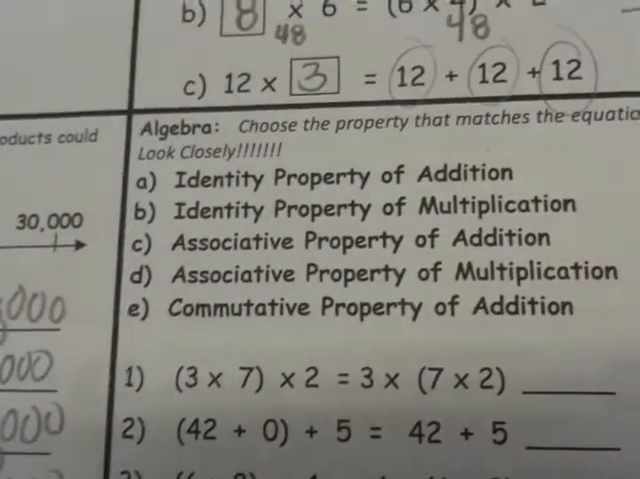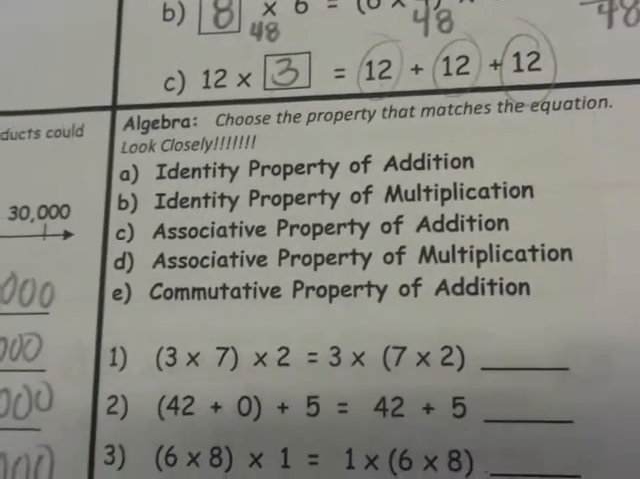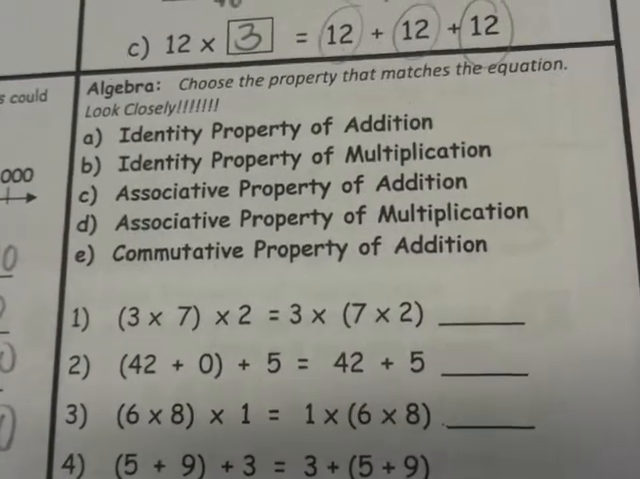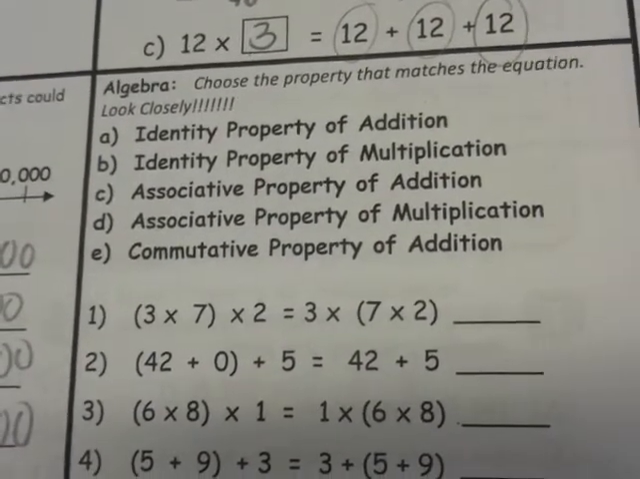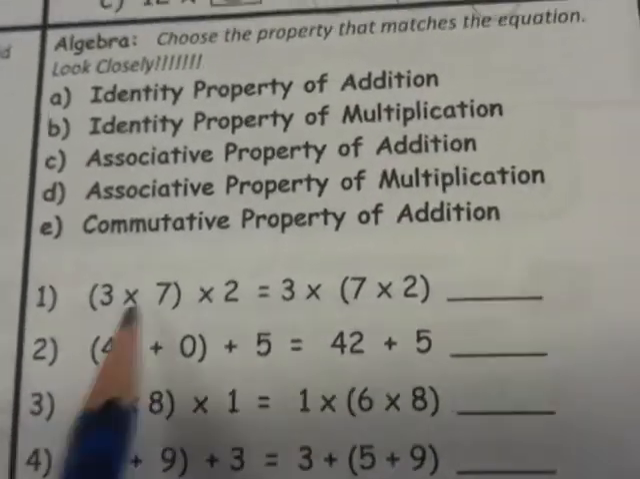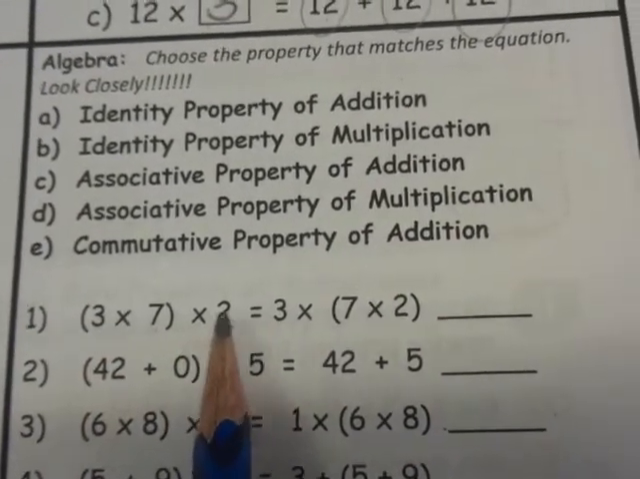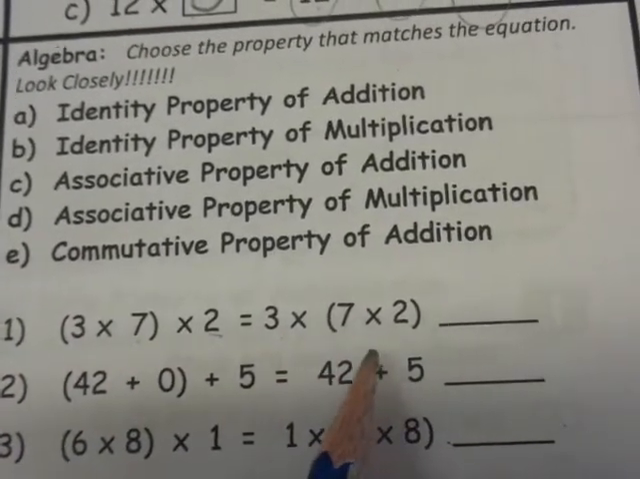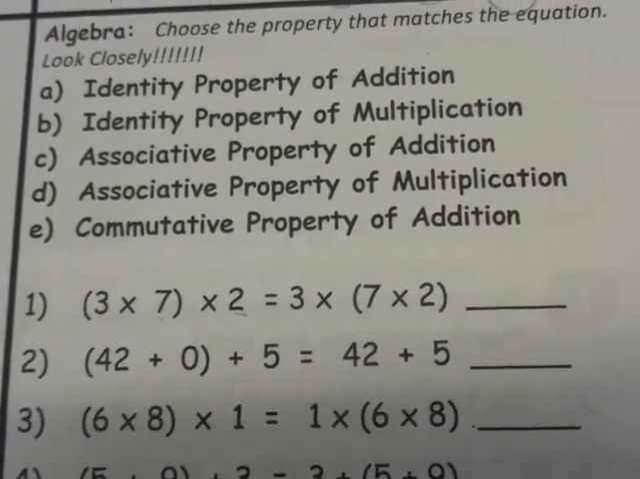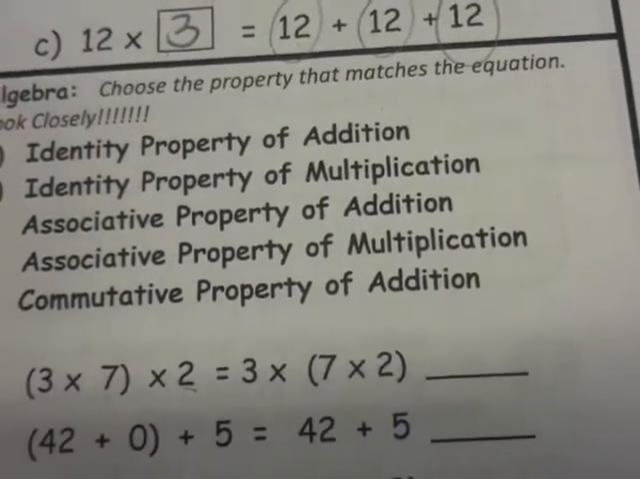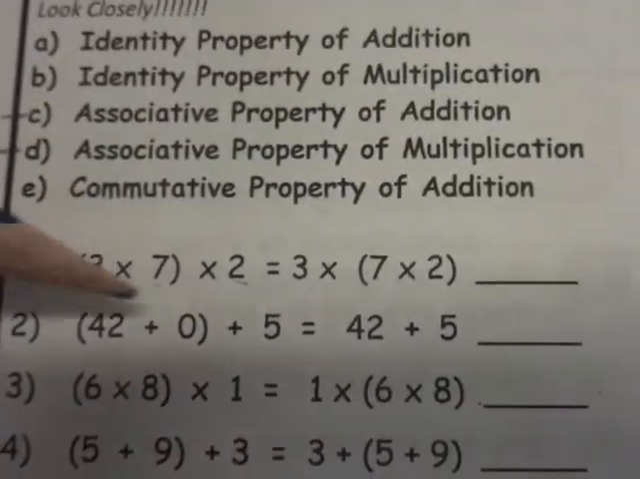The next question is asking me to choose the property that matches these equations. So when I look down here, I'm thinking, is it multiplication or addition? Is it identity, associative, or commutative? So let's look at number 1. 3 times 7 times 2 equals 3 times 7 times 2. Well, the only thing that's different is the grouping. So I know same number, same order, different grouping is the associative property. So it's either going to be C or D. This one shows multiplication symbols, so it's D.